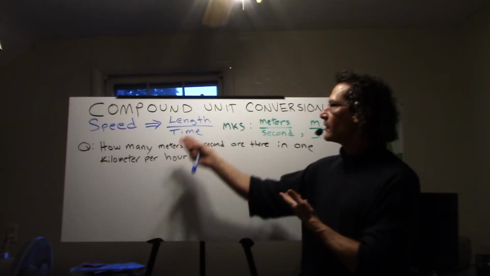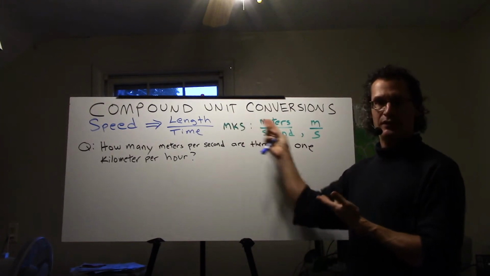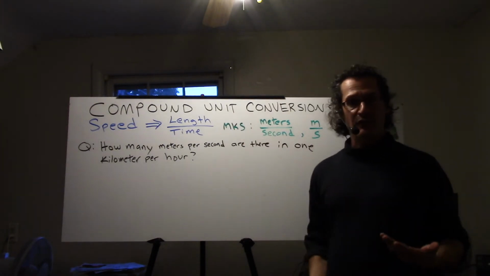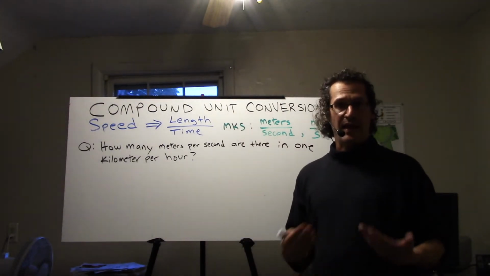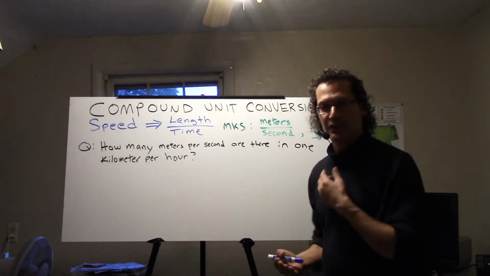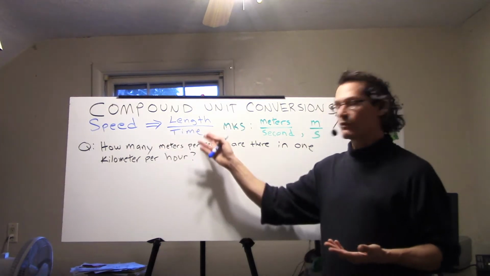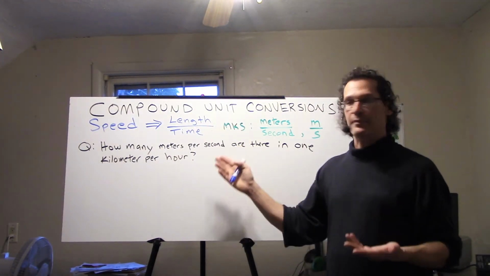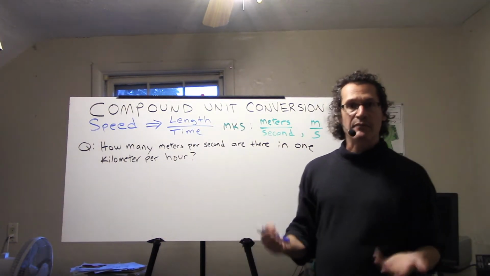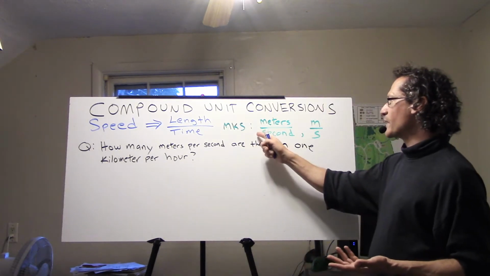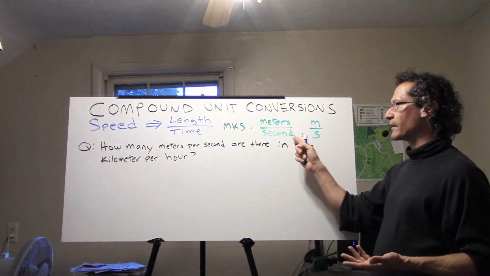We're going to look at compound unit conversions. Compound units are just quantities that have multiple units attached to them. They're also called derived units. For example, speed is derived from length per time, length divided by time. In the MKS system, that would be represented by meters per second.